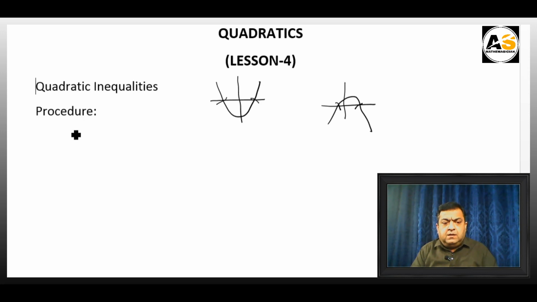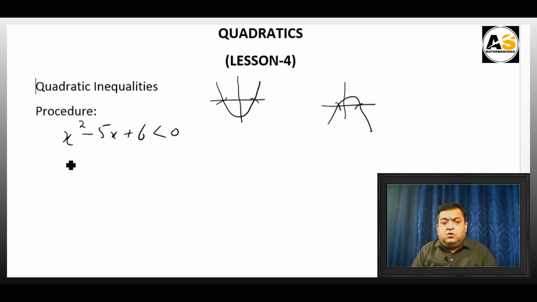Now we will learn the procedure of solving quadratic inequalities with the help of this concept. I am taking two examples. In the first example, we have to solve x square minus 5x plus 6 is less than 0. This is the quadratic inequality. You see, in this case, the coefficient of x square is positive, so the graph will be of this type.